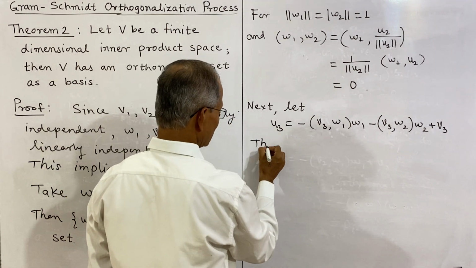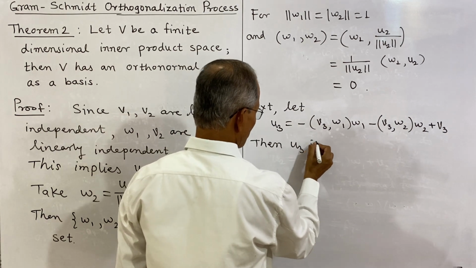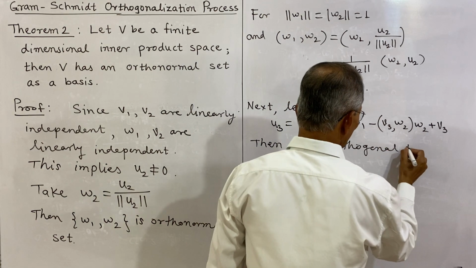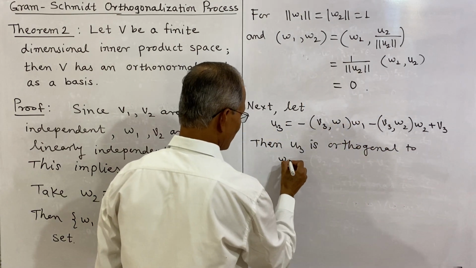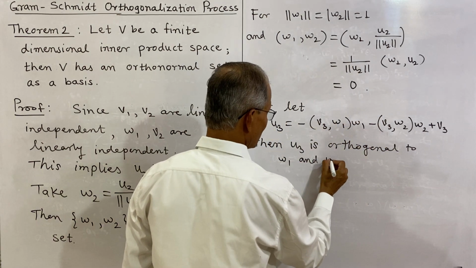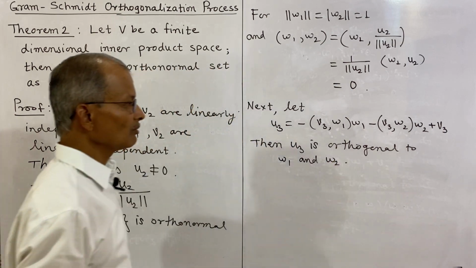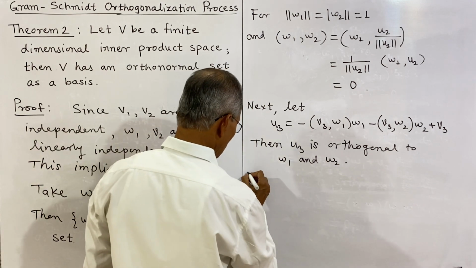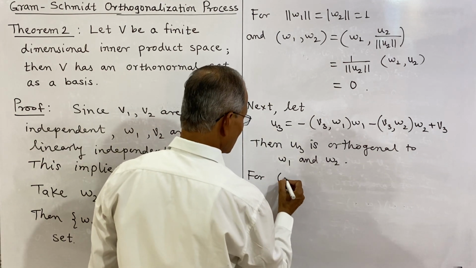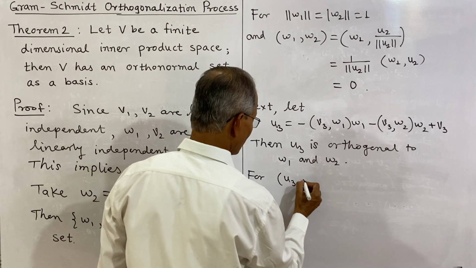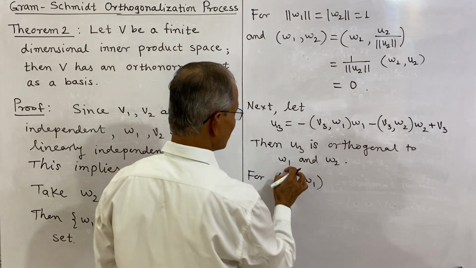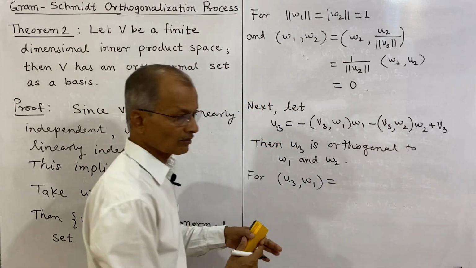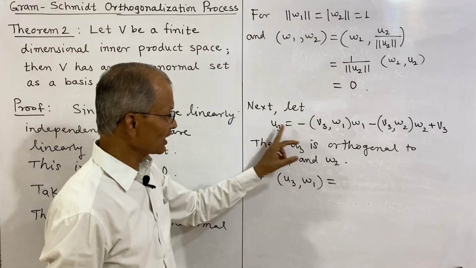Then U3 is orthogonal to W1 and W2, orthogonal to both W1 and W2. For this we can first consider the inner product of U3 with W1. So you see this vector, and we will write that inner product directly on the right side. Take the inner product of both sides with W1.